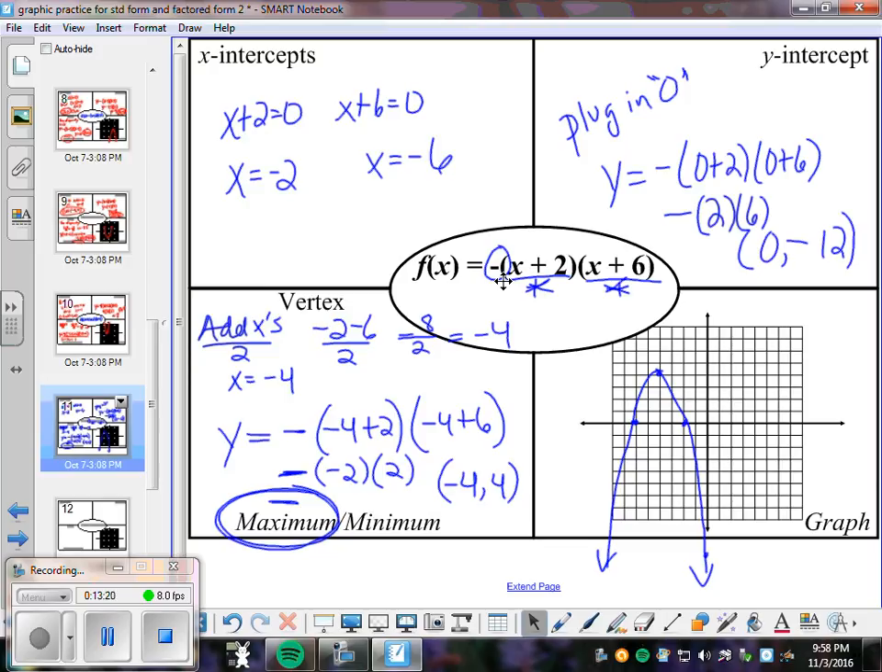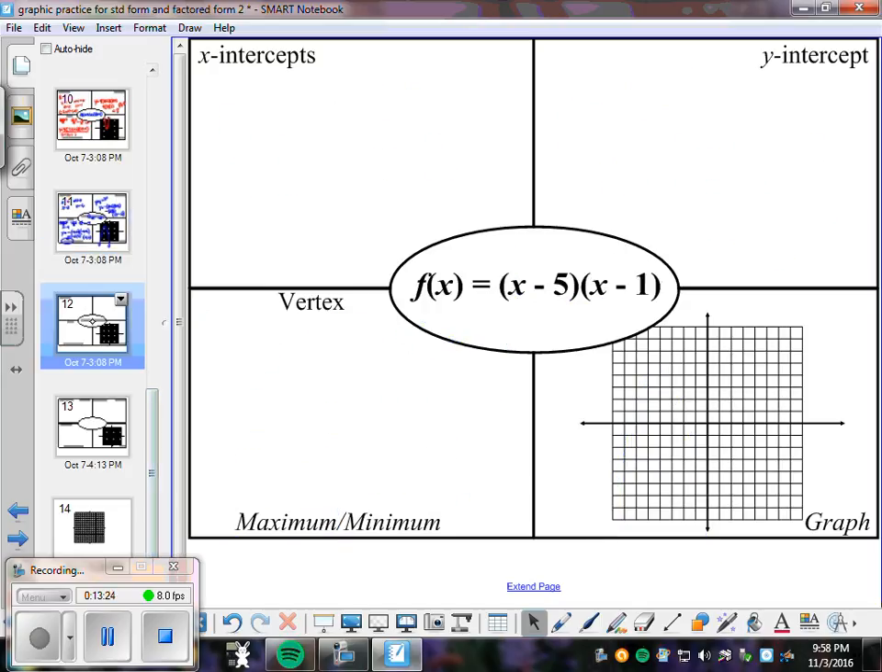If you didn't have time, tell them to pause it. I'm going to go on to the next one. Okay, we got x minus 5 and x minus 1. So x minus 5 equals 0, x minus 1 equals 0. Set your factors equal to 0. X equals 5, x equals 1.